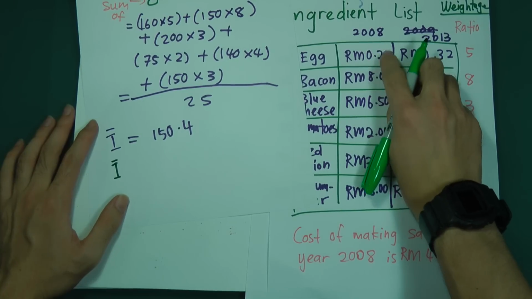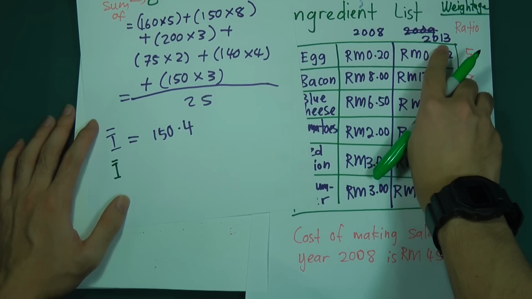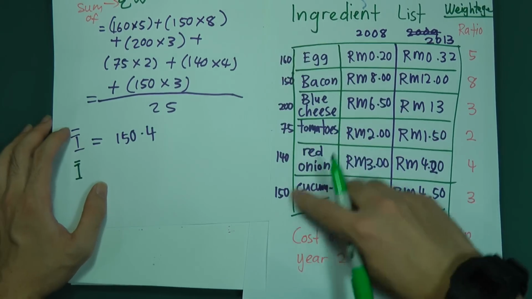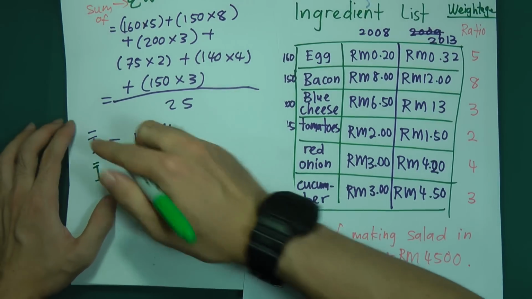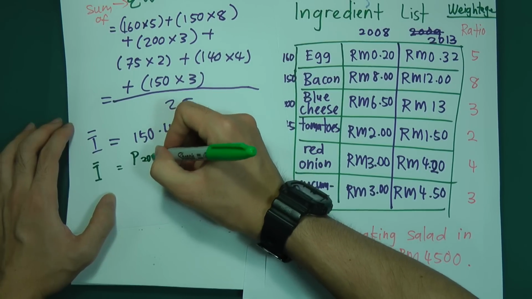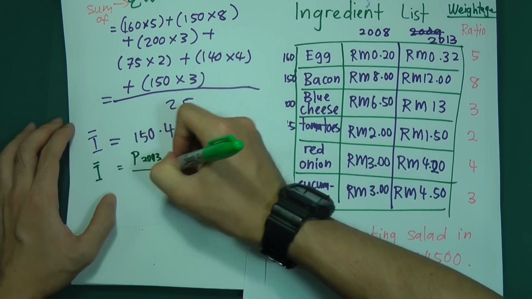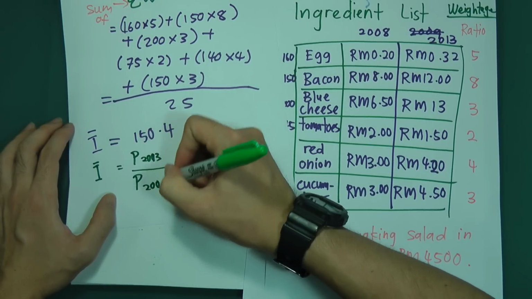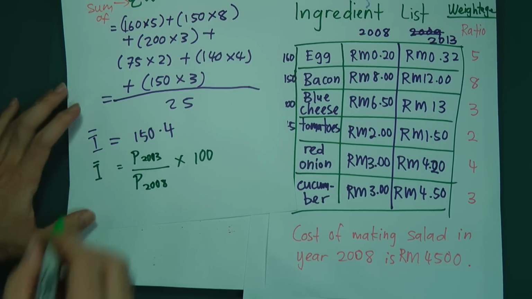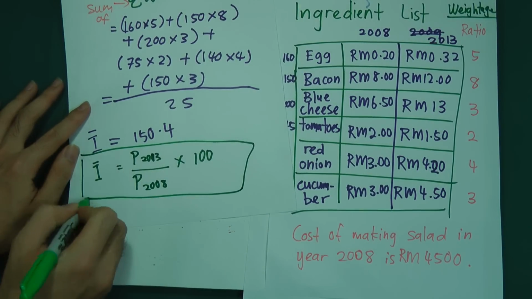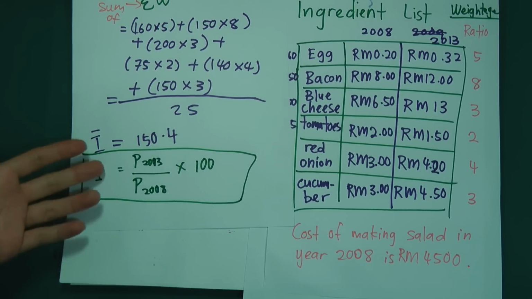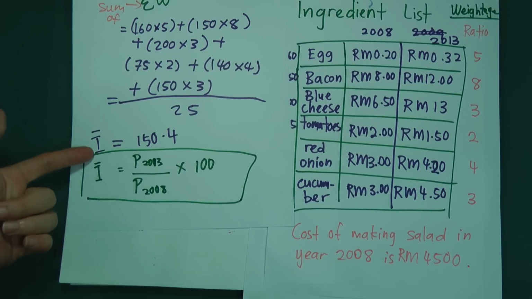We compare the years 2008 and 2013, and we set 2008 as the base year. This is from all the index number work. So the composite index is the same: we use the combined price for 2013 divided by the price for 2008, multiplied by 100, because this is the formula for the index number. I said the composite index is also an index number, so we can apply this rule to it.